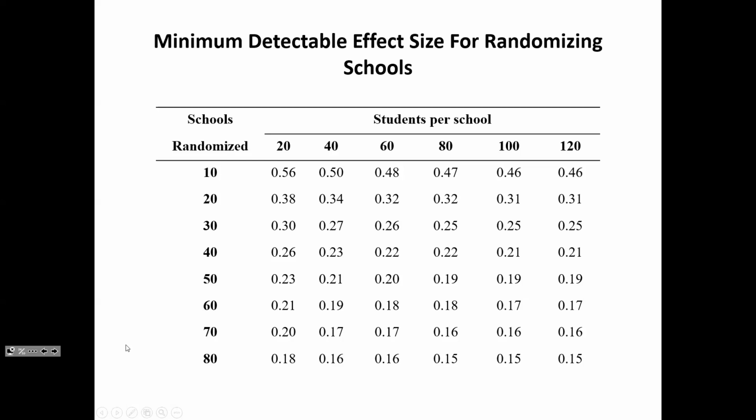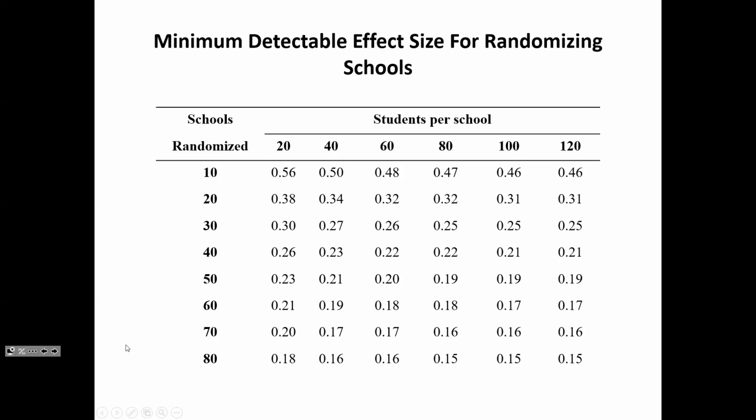You can see that from 80 to 120, my minimum detectable effect size dropped by 0.01. So if I only am randomizing 10 schools, there's basically a lower limit to my minimum detectable effect size. I can only get the power so high with 10 schools randomized to treatment and control.